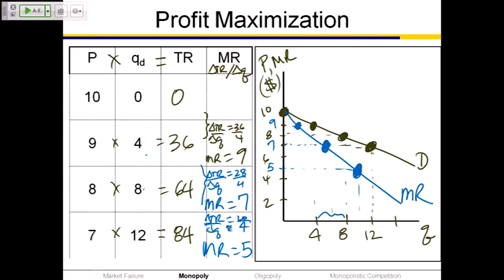With perfect competition, the marginal revenue curve was horizontal because the marginal revenue never changed. If a perfectly competitive firm wanted to sell more output, they would sell it at the market price. And so the additional revenue that they would get from selling one additional unit was always just the price, which is why the marginal revenue curve in perfect competition was horizontal at the market price.